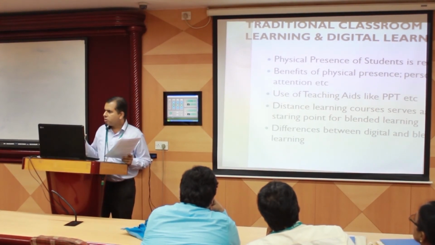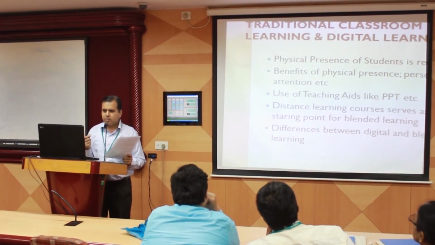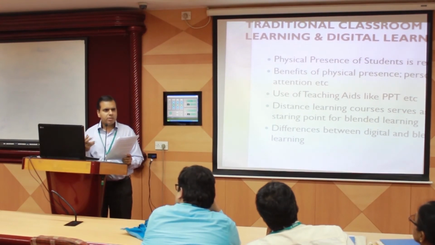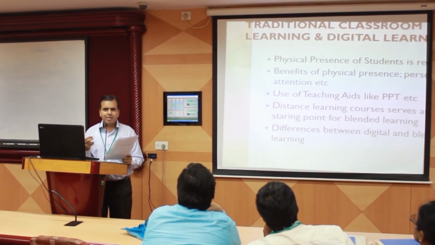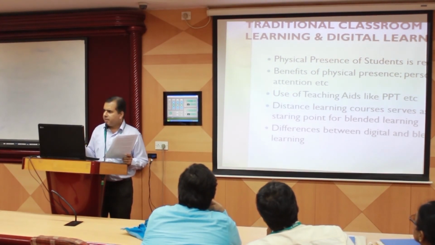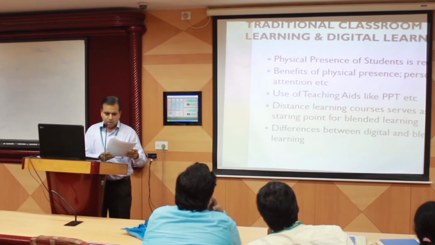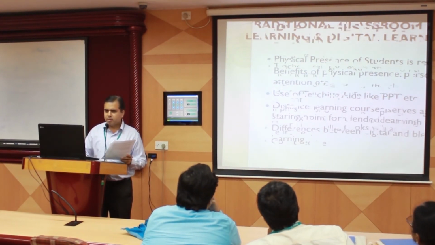Now, where has this concept evolved from? This concept, as digital learning, has evolved from distance learning courses, which served as a starting point for blended learning. We all know that many years back, Mumbai University started with distance education, which was earlier known as correspondence courses. In correspondence courses, the teaching material was given to students, and then they had to fill the exam form and appear for the exam. The differences between digital and blended learning I have already said.